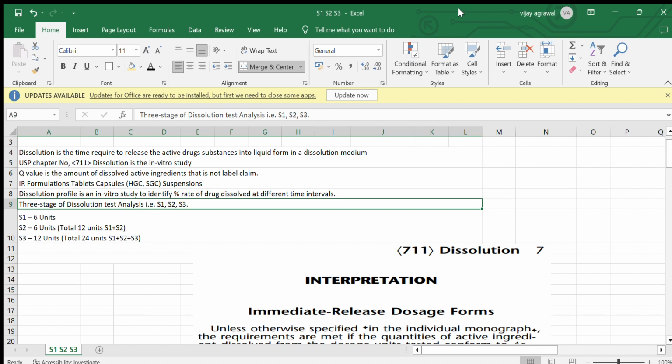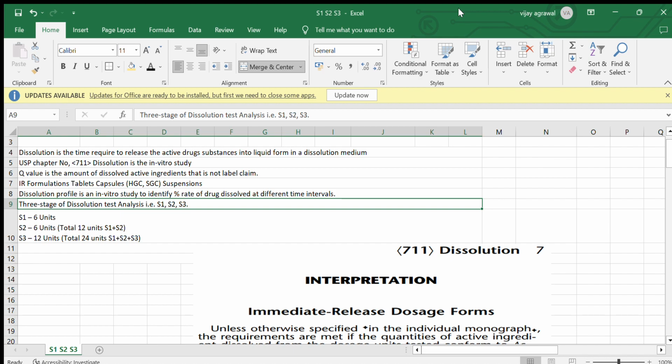So in S1 test, you will have 6 unit data. At S2 stage, you will have 12 unit data. That means 6 units from the S1 stage and 6 units from the S2 stage. Then in S3 stage, you will be having data of 24 units: 6 from S1 stage, 6 from S2 stage, and 12 from S3 stage. So remember that each stage has an increasing number of units.